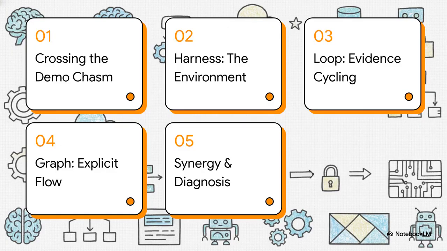Here is the architectural blueprint for our journey today. We're going to kick things off with crossing the demo chasm. Then we'll dive into harness, the environment, followed by loop, evidence-based cycling, and graph, explicit control flow. Finally, we'll wrap it all up with architecture synergy and diagnosis.